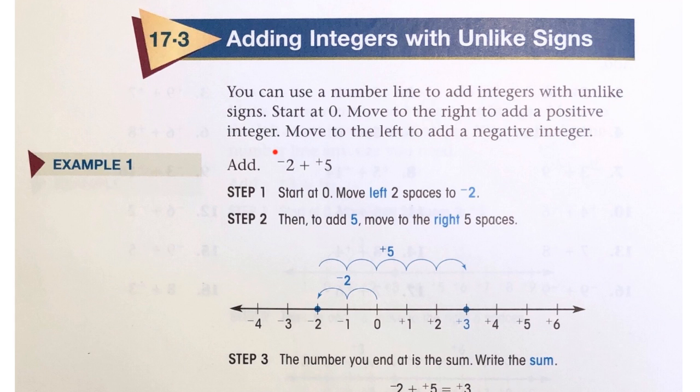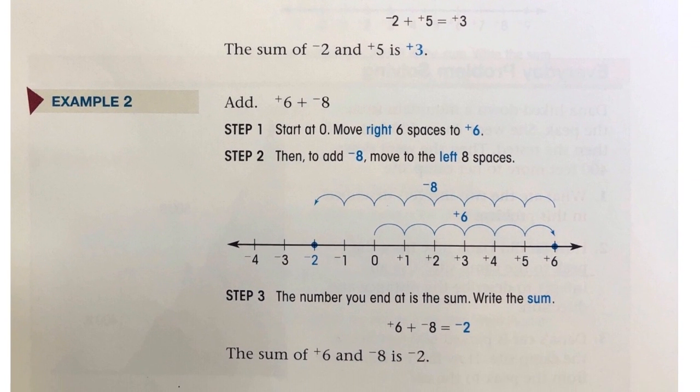For example, add -2 plus 5. Step 1, start at 0 and move to the left 2 spaces to -2. Step 2, then to add 5, move to the right 5 spaces. So from -2, we're going to move to the right 5 spaces. 1, 2, 3, 4, 5. The number you end up at is the sum, so you write the sum. -2 plus 5 equals 3, and that's a positive 3.